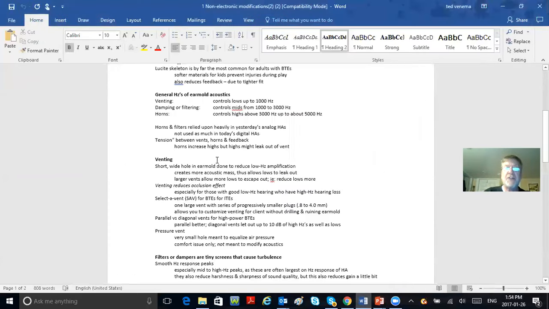Back to your writing here. Don't worry about parallel and diagonal, who cares? No, don't even worry about that. What are big vents and what are small vents?